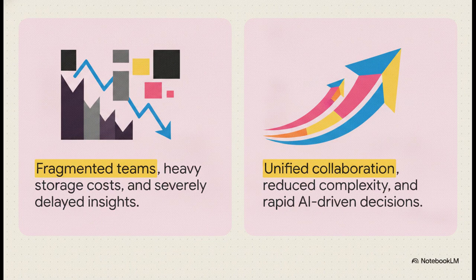Before a unified platform like Microsoft Fabric, businesses suffered from fragmented teams, heavy storage costs due to constant data duplication, and delayed insights that absolutely stifled growth. After adopting this architecture, the reality is unified collaboration, drastically reduced operational complexity, and the ability to make rapid AI-driven decisions based on one single source of truth.